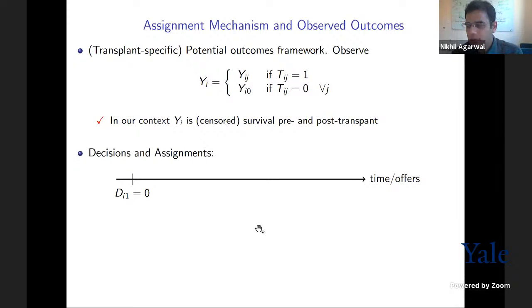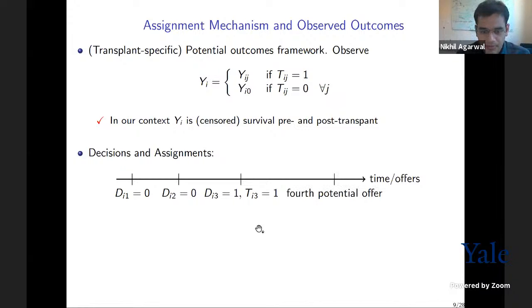So how do these transplants come about? Let's focus on patient i. Imagine this patient got an offer for kidney 1, and this patient said no: Di1 was 0. Well, in a little bit, the patient is going to get another offer. Maybe Di2 is also 0. And after a little while, the patient says yes, Di3 is 1, and then Ti3 is 1. So we see the transplanted outcome for patient i after the third offer was made. There was a fourth potential offer for this patient, but this patient never saw it. And so we'll never see the outcome for that patient for that fourth potential offer.